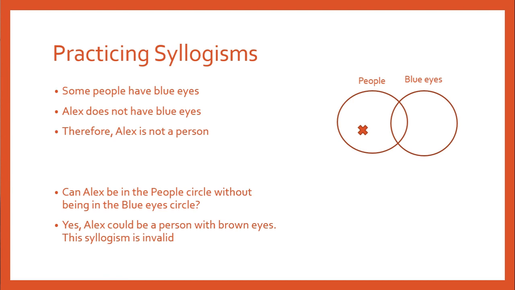So, this is an invalid syllogism because, again, both of the premises are true, and the conclusion can also be true, but it does not have to be true. So we could say, if Alex is a bird, for example, with brown eyes, then the conclusion would be true, but the conclusion can also be false if Alex is a person with brown eyes instead of some other kind of animal that doesn't have blue eyes.